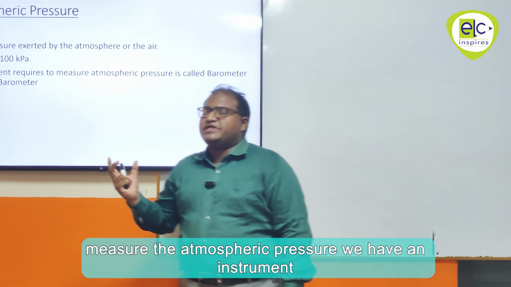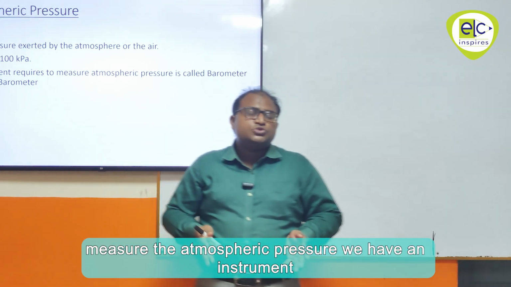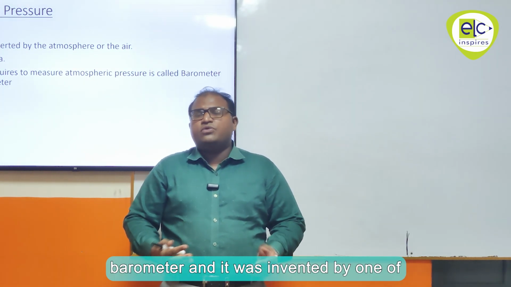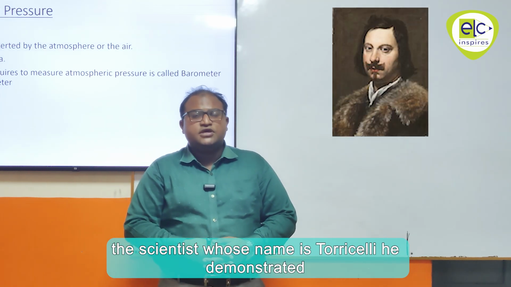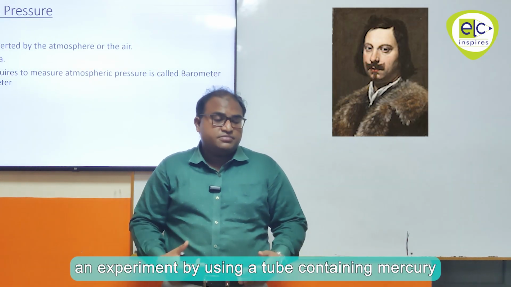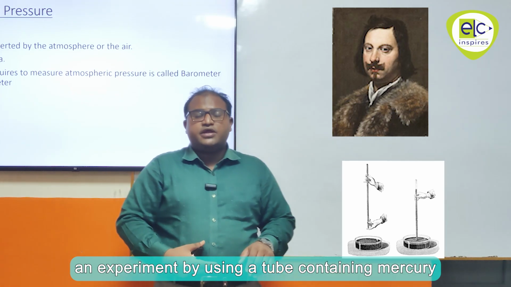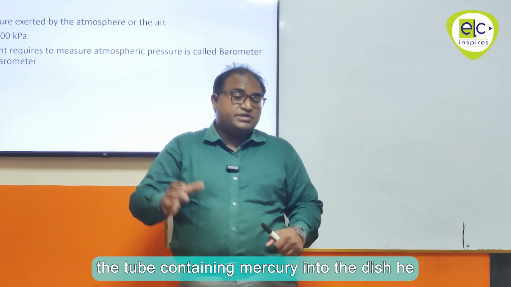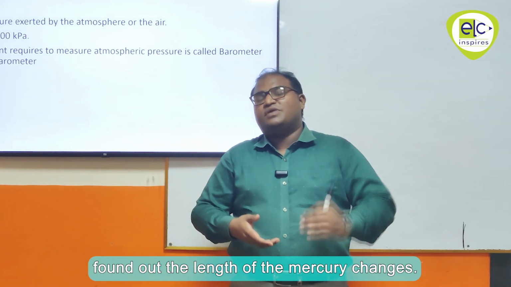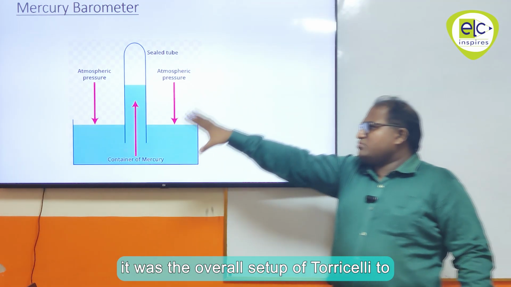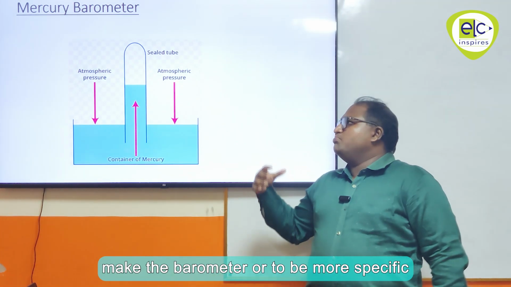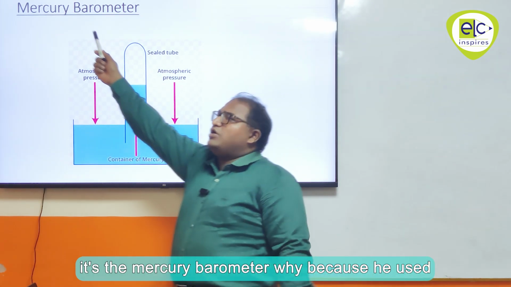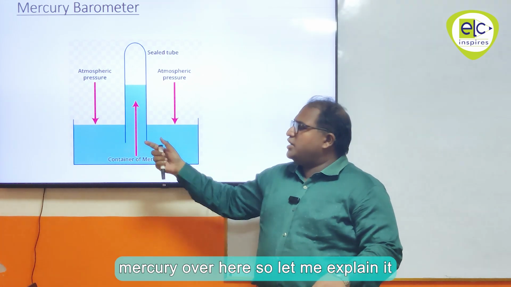And in order to measure the atmospheric pressure, we have an instrument called a barometer. It was invented by one of the scientists whose name is Torricelli. He demonstrated an experiment by using a tube containing mercury and a dish containing mercury. When he upturned the tube containing mercury into the dish, he found out the length of the mercury changes. It was the overall setup of Torricelli to make the barometer, or to be more specific, the mercury barometer. Why? Because he used mercury over here.